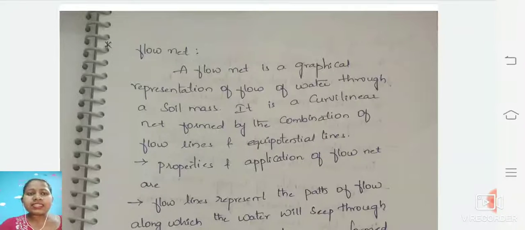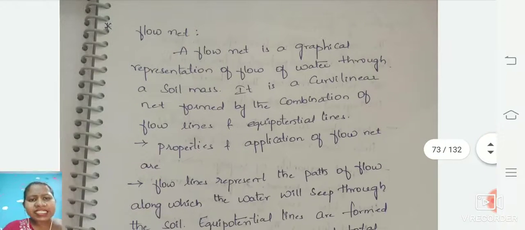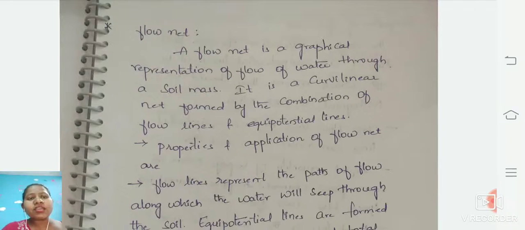Hello everyone. As we studied what a flow net is in the previous class, a flow net comes into the picture whenever seepage is taking place. The flow net is nothing but a graphical representation of how water comes out in a soil mass. That graphical representation of water is your flow net.